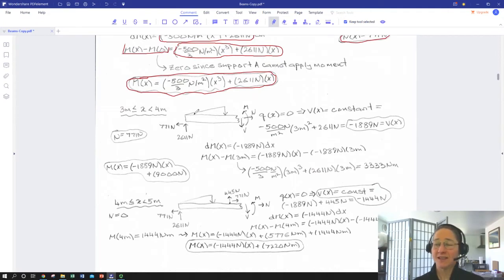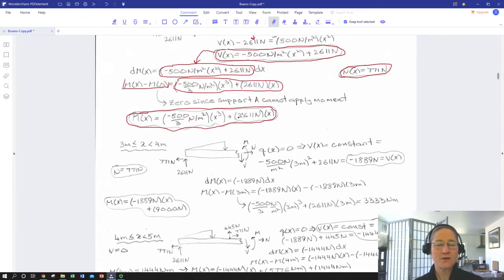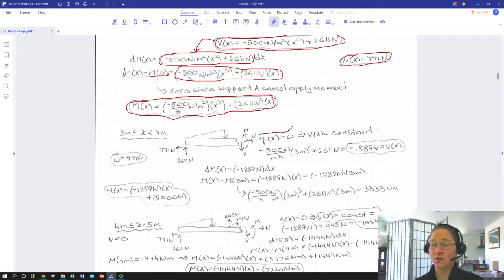Okay, next section that we're going to look at is between 3 meters and 4 meters. So going back up here, we just finished this one. So now we're on to this middle one. So in this section, there's no distributed load. So our shear force is going to be constant. The slope of a constant is 0. So shear force is constant. Oh, it's constant what? What is it?